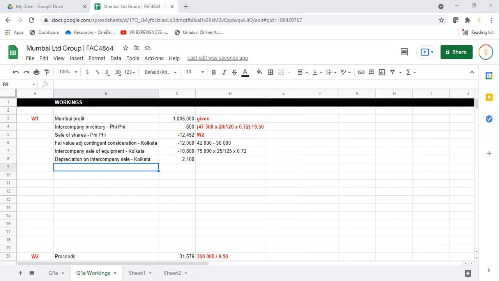Okay, so here you must understand who is making the sale. Mumbai is making the sale. As a result, the profit is included in Mumbai. So therefore the adjustments must go against the profits of Mumbai. Okay, so if I go to the profits of Mumbai, I will say intercompany sale of inventory. Here we have to say closing inventory, because there is a closing and an opening. And then there's also an intercompany sale of inventory opening.